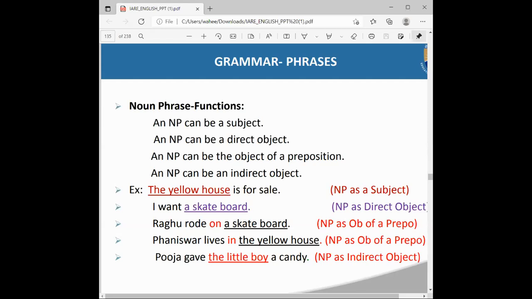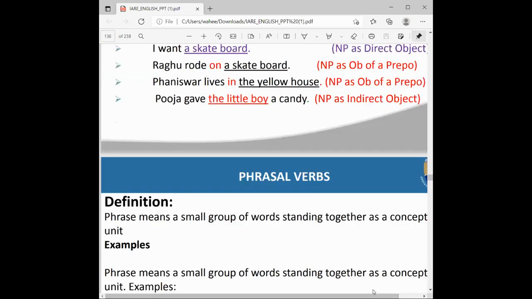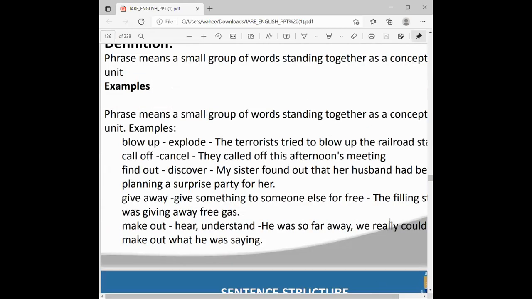Phrases and clauses. A phrase means a small group of words standing together as a concept unit. Blow up, call off, find out, give up, give away, make up.